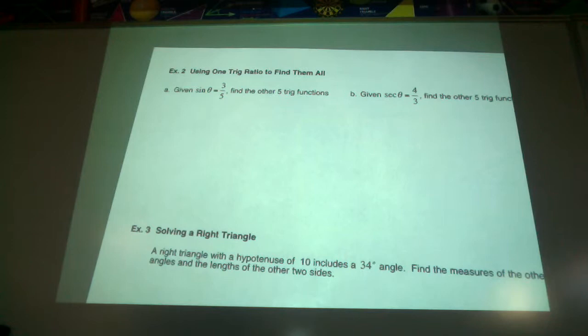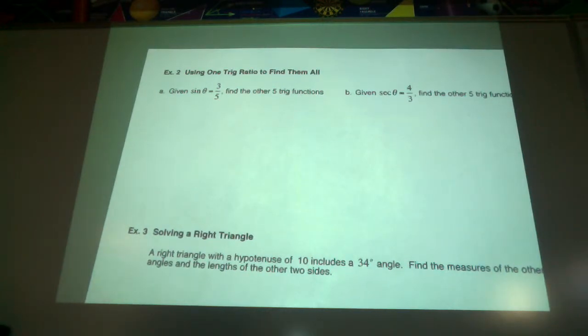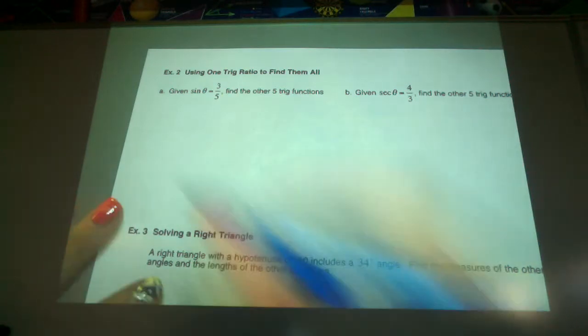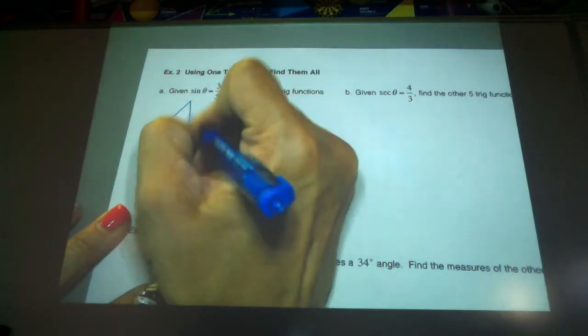So part A on example 2, given the sine of theta, I don't know what theta is, but I do know that the ratio of sides is 3 to 5. You need to find the 5 other trig functions. So you've been given 1, we have to find the other 5. Last time you were given the degree. This time you don't know the degree, but you know the ratio of sides. So instead, you've got to draw your own right triangle.